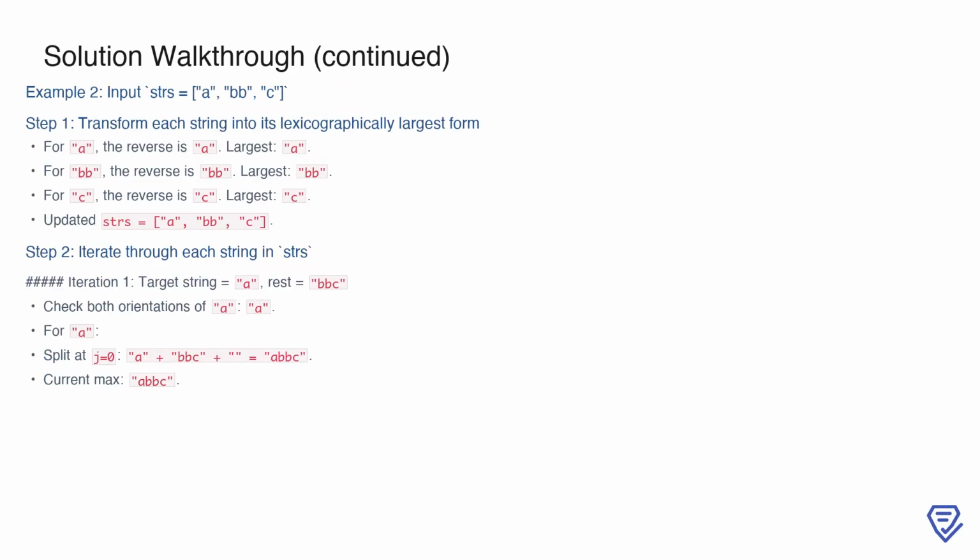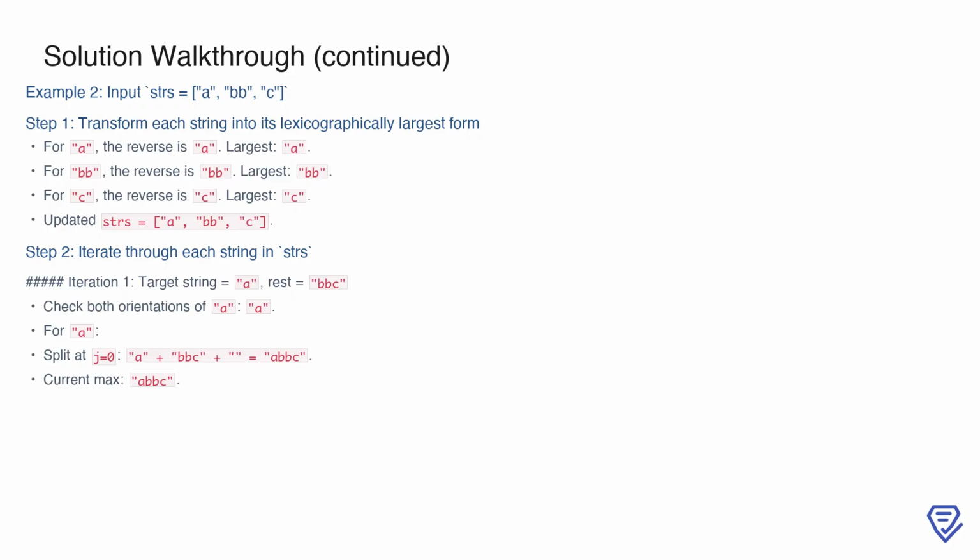In the second example, the input array is A, BB, C. The first step remains the same: we transform each string into its lexicographically largest form. For A, reversing it still gives A, so the largest form is A. For BB, reversing it also results in BB, so the largest form is BB. Finally, for C, reversing it gives C, so the largest form is C. The updated array remains A, BB, C.